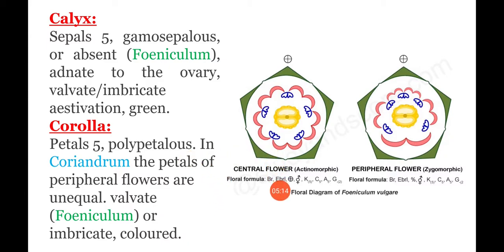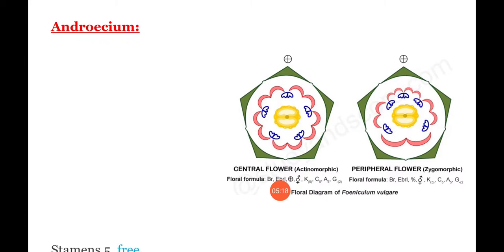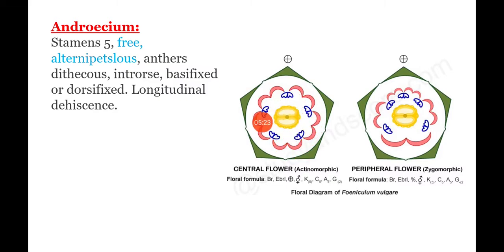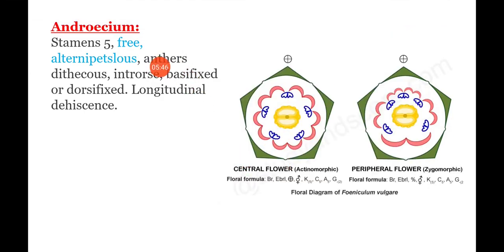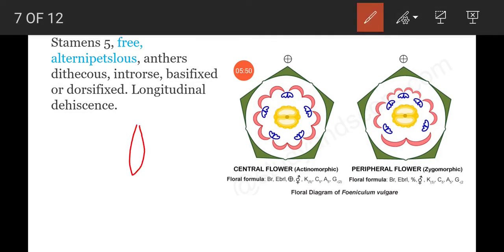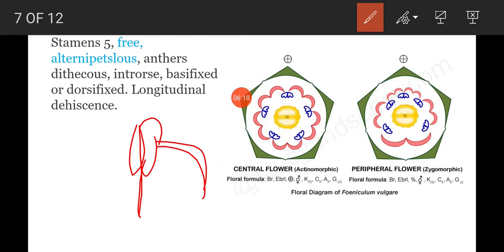This is about corolla. Next whorl of the flower is androecium. Androecium comprising 5 stamens, 1, 2, 3, 4, 5. These stamens are free, not united, and they are alternipetalous. That means they are alternate with the petals. Next, anthers dithecous. Dithecous means they have two anther lobes. Next, introrse, they face inward in the flower. Next, basifixed, the filament is attached at the base of the anther. Otherwise, they may be dorsifixed. Dorsifixed means the filament is fused to the anther at its dorsal surface. Next, longitudinal dehiscence, they split longitudinally.